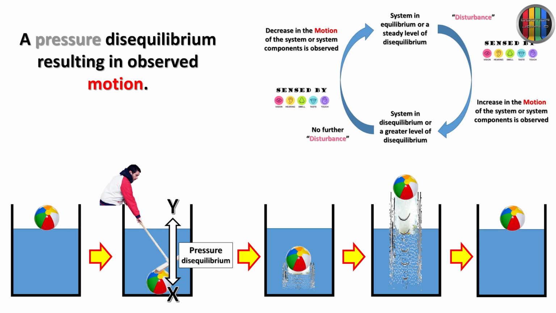A pressure disequilibrium resulting in observed motion. System in equilibrium or a steady level of disequilibrium. Disturbance, sensed by vision, hearing, smell, taste, touch. Increase in the motion of the system or system components is observed. System in disequilibrium or a greater level of disequilibrium. No further disturbance, sensed by vision, hearing, smell, taste, touch. Decrease in the motion of the system or system components is observed.